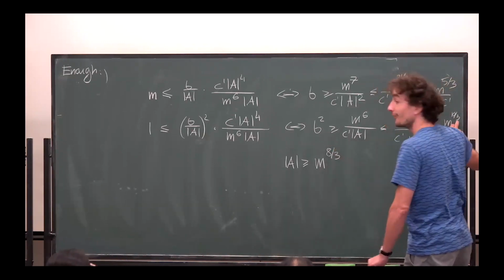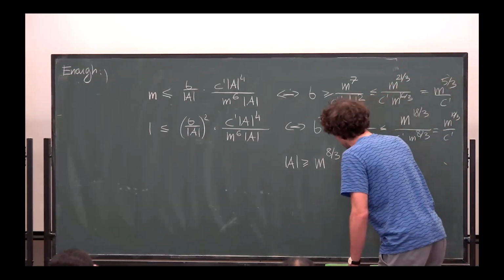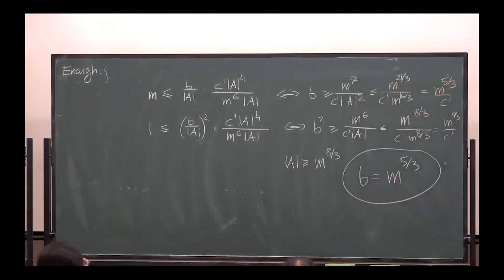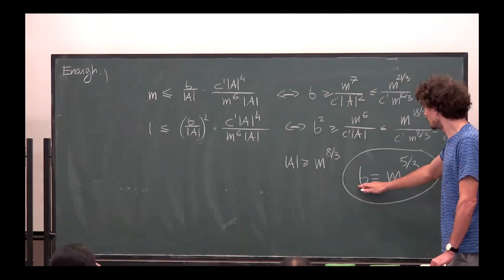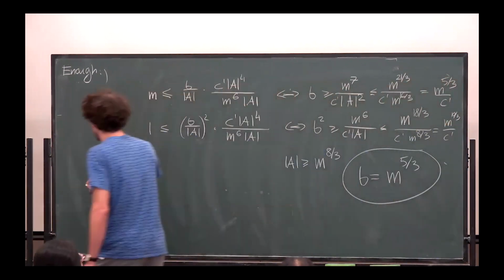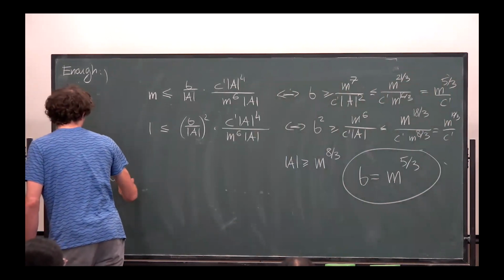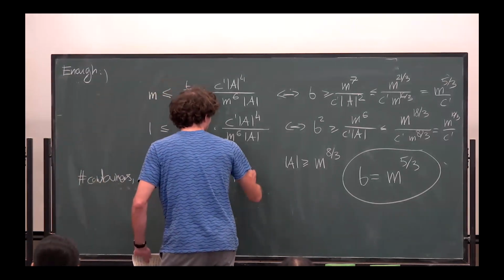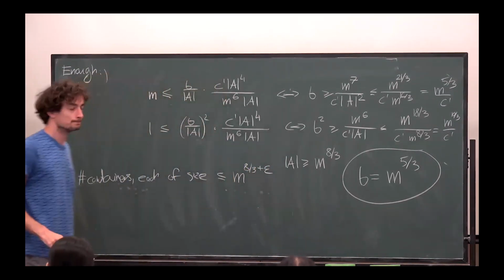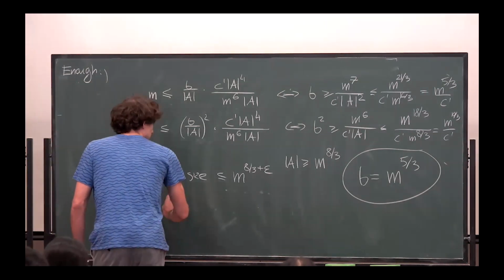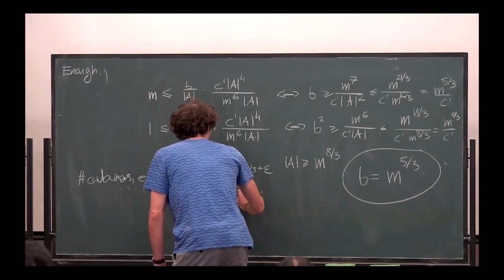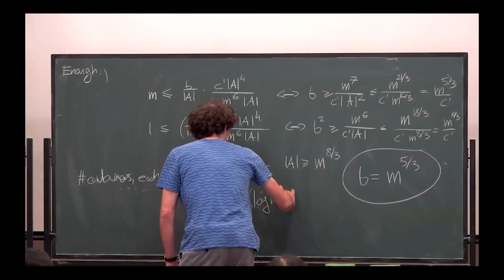And here we also have b squared n to the 10 over 3. So it's enough to take b to be m to the 5 over 3. And why is it good? Because it means at every step, we get a family of containers. So the number of containers, each of size at most, say, n to the 8 over 3 plus epsilon, is exponential in n to the 5 over 3 times log n squared.